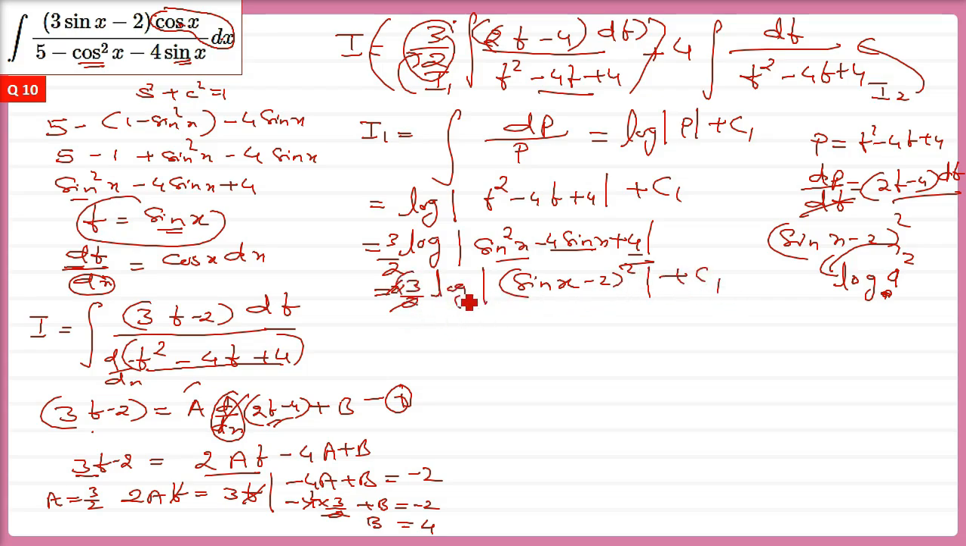Or you can write it as 3 log 2 minus sin x. As I told you, that square doesn't matter. Before taking 2 outside, you can just convert this into 2 minus sin x. It's up to you, but this is also true. Next one is t square minus 4t plus 4.